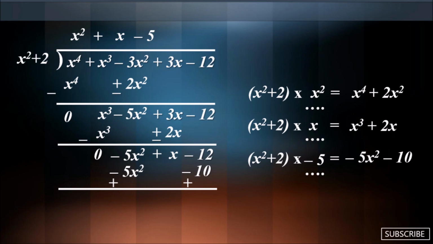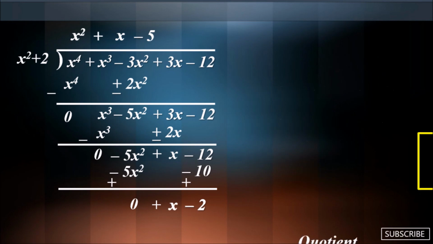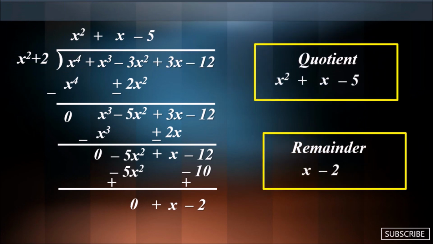Minus 5x square plus 5x square, it becomes 0. Take x down as it is. Minus 12 plus 10, it becomes minus 2. Final answer we have: quotient is x square plus x minus 5. Remainder is x minus 2.